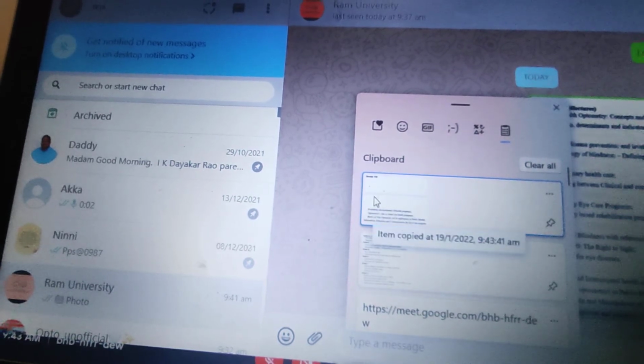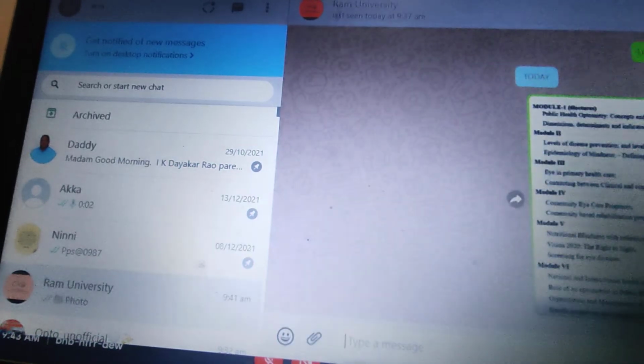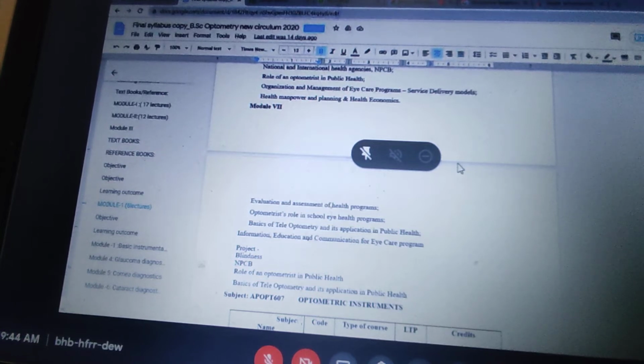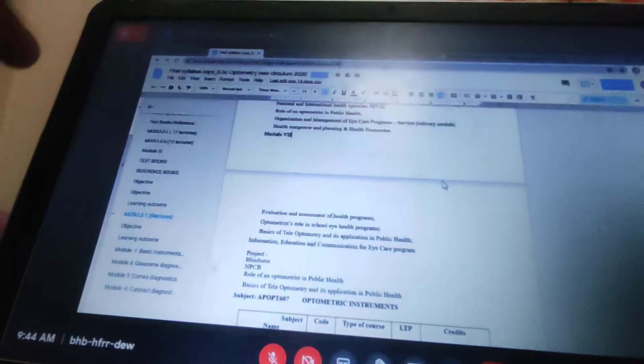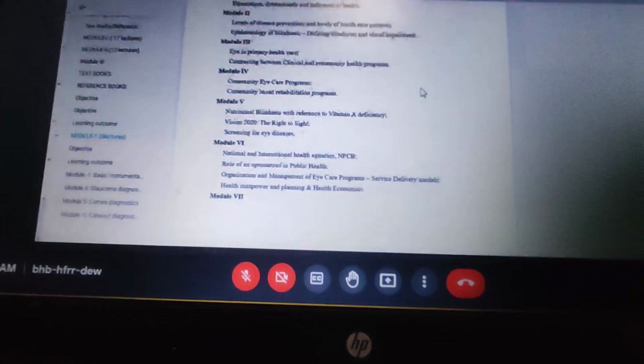So as I informed earlier already, this is a theory and project component. So you will be expected to do projects on blindness, NPCB. I'll say what this NPCB is, and what the role of the optometrist in public health is, and the basics of teleoptometry and its application in public health. So for the project, you need to make a project report on these 4 concepts or titles that are written here. Okay, so how to make the project report, and what all things you have to include in that, I will be teaching you later on.